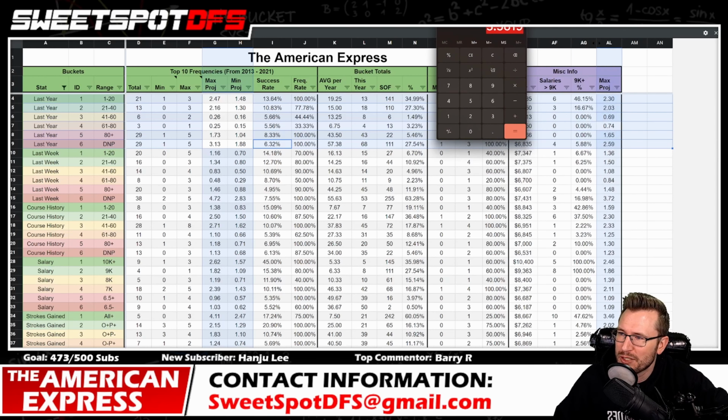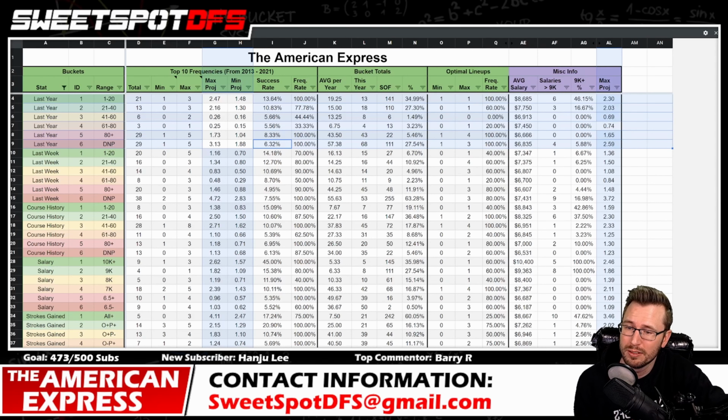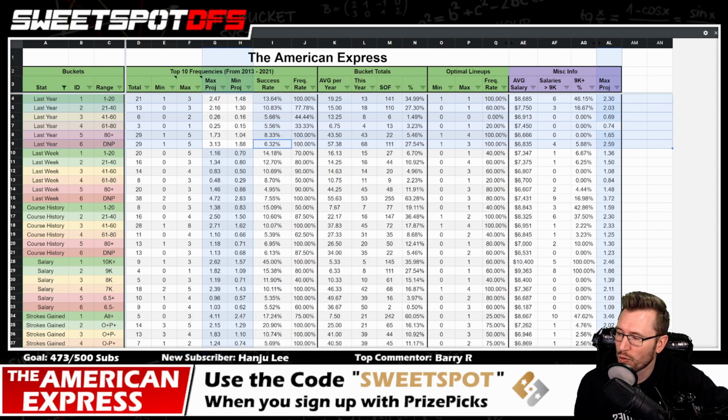So our success rate, not great, like we said before. But we have 68 golfers in that bucket. Multiply that by 0.0632, we get 4.2. So 4 is actually a pretty solid max projection to have. 4 golfers from that bucket.